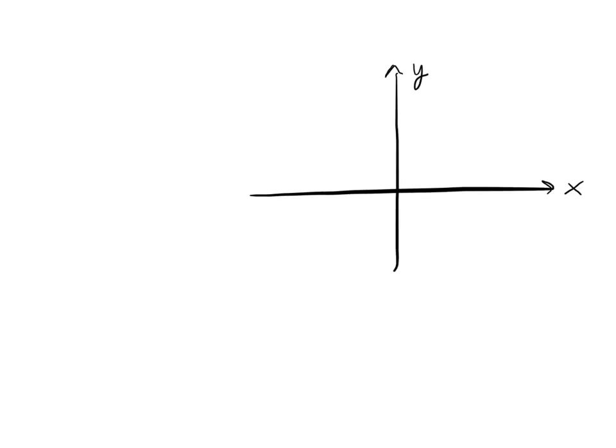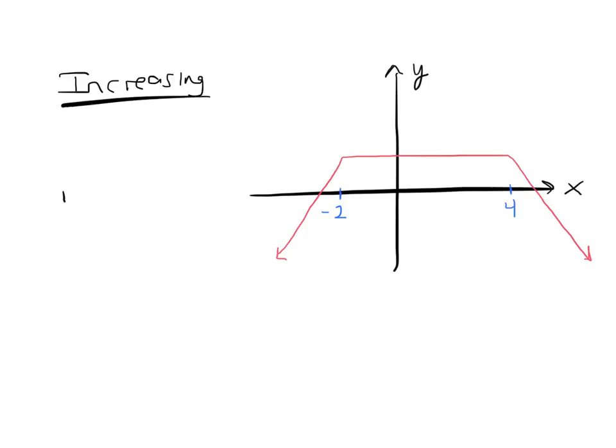Okay, we're going to do one more example, and let's say we're looking at a piecewise linear function. We'll say that this is -2 and maybe this is 4. You can see here that this function is increasing, then constant, then decreasing. And again, when we write the intervals, we only refer to the x values.